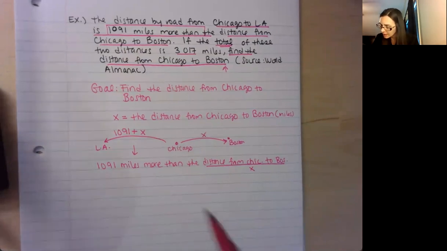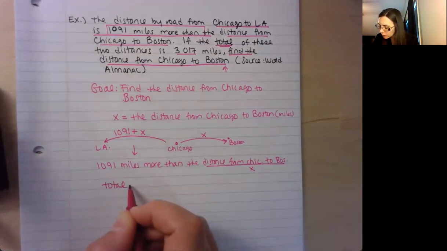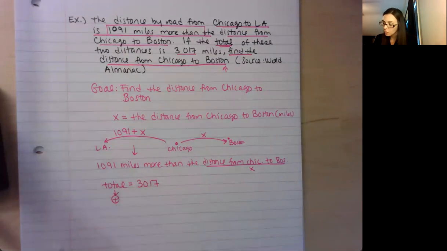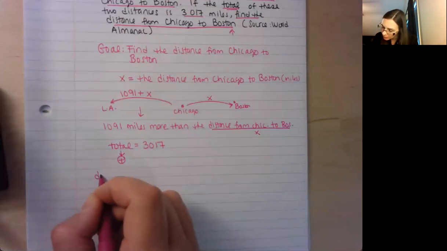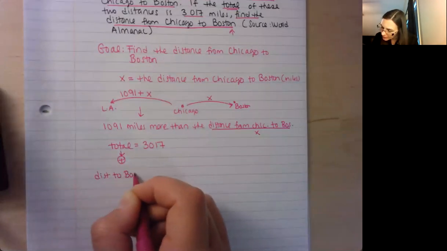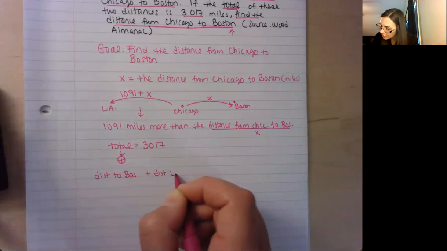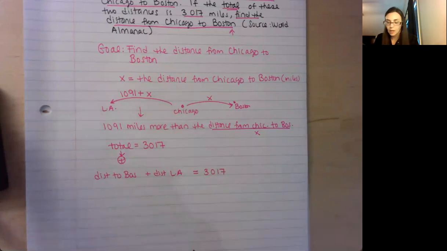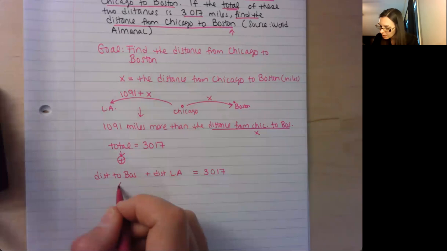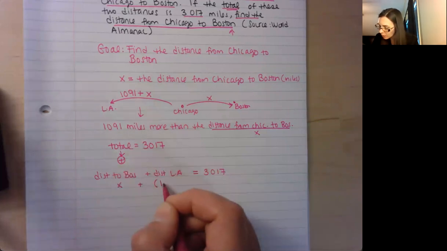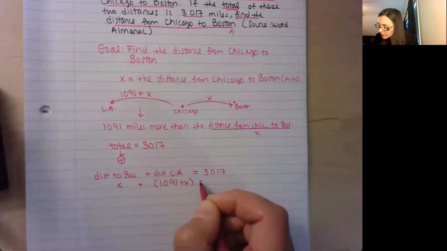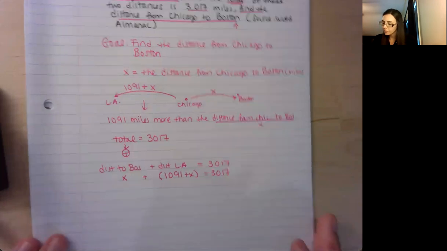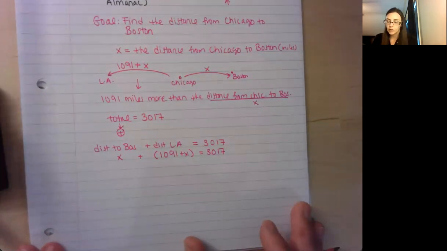And the last thing I know is that the total distance is equal to 3,017. Well, total is a word that means to add. So that means that my distance to Boston plus the distance to LA from Chicago is 3,017 altogether. My distance to Boston is X. My distance to LA is 1,091 plus X. I'm just using parentheses here just to show you the two distances. You don't really need parentheses. I just want to show you where they come from. And now we have a problem we can solve.